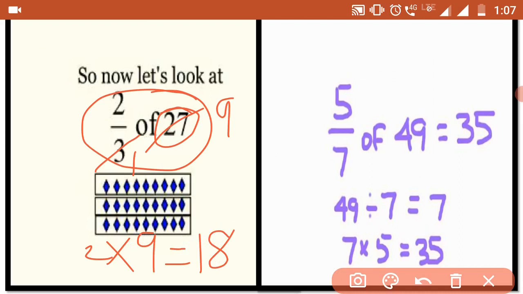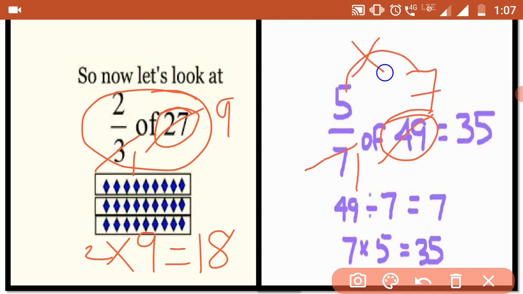Next, one more example is here. 5 by 7 of 49. So how will you solve this? As I told you, you have to divide this by 7. 7 ones are 7. 7 sevens are 49. And the numbers which remain, let's multiply them. 5 sevens are 35. So the answer is 35. Okay.